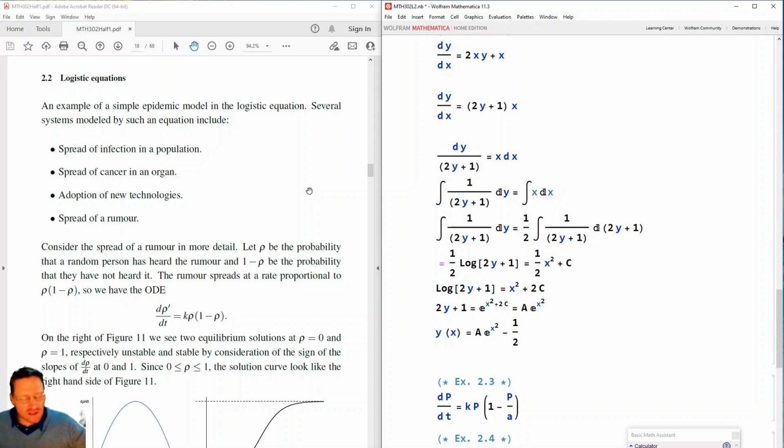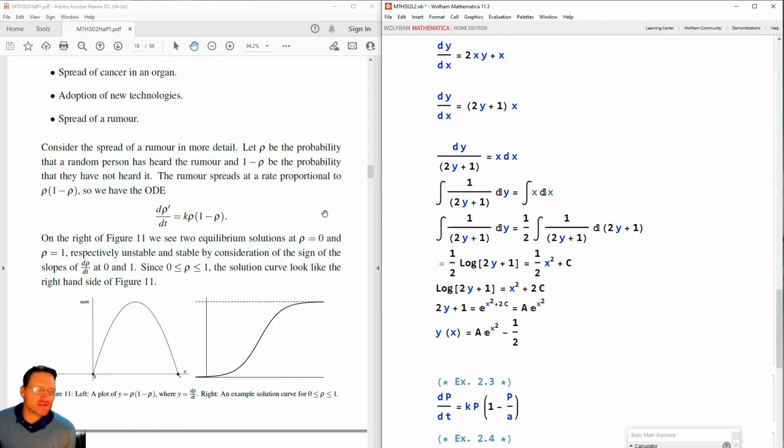So let's consider the last case, the spread of a rumor, which we could probably all relate to. So it's a good example. Consider the spread of a rumor in more detail. Let rho be the probability that a random person has heard the rumor, and 1 minus rho is the probability that they have not heard it. The rumor spreads at a rate proportional to the product of those two.